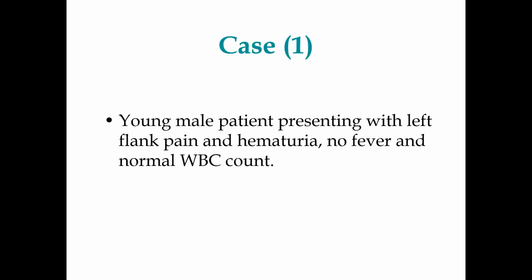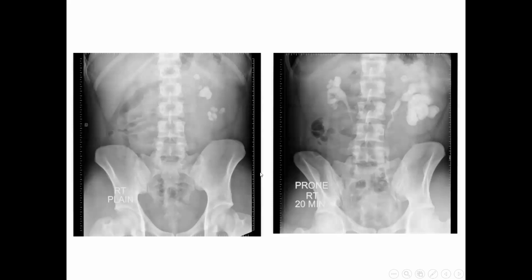So, a male patient with left flank pain, hematuria, no fever, and normal WBC count. So what do you think is wrong with him? Stone. Obviously, he has renal pain and there's no fever, which is against infection. Okay, so he has multiple stones in the left kidney. You can see this is in the renal pelvis, taking up the shape of the pelvis. This is in the upper pole calyx. There are multiple stones in the lower pole calyx, okay?